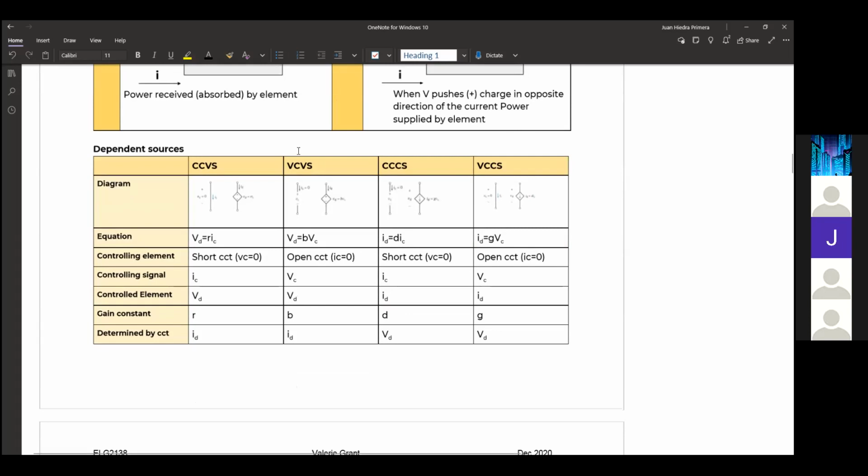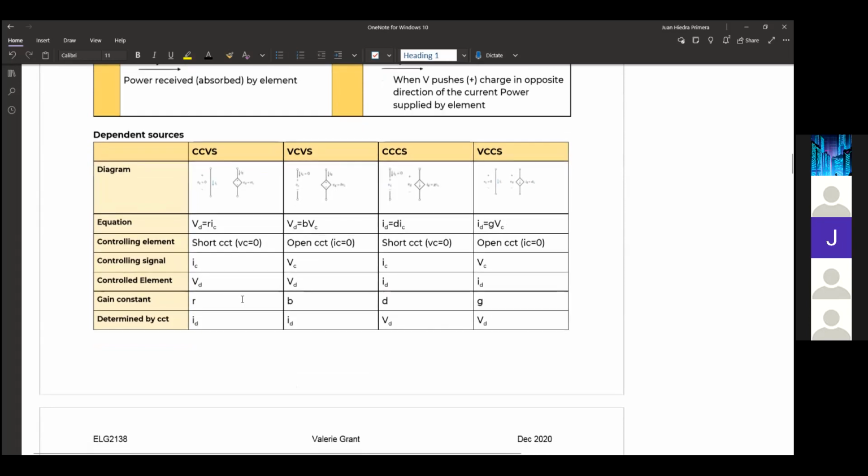Speaking of dependent sources, which I mentioned earlier, those are the ones that do not have a constant value and instead have an affected value. We have 4 types of those, and they're actually a permutation of current and voltage. So you can have a current controlled voltage, a voltage controlled voltage, a current controlled current, and a voltage controlled current, with the following equations and the following controlling elements, signals, and constants.